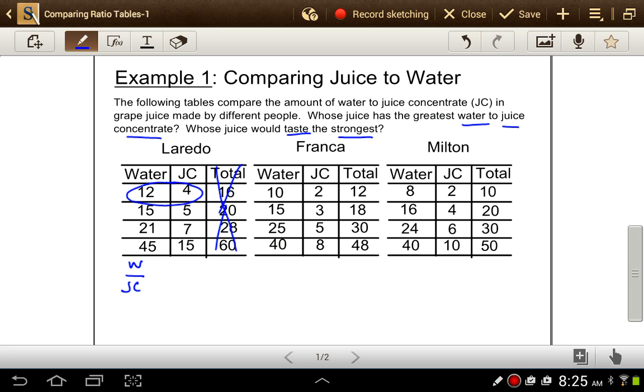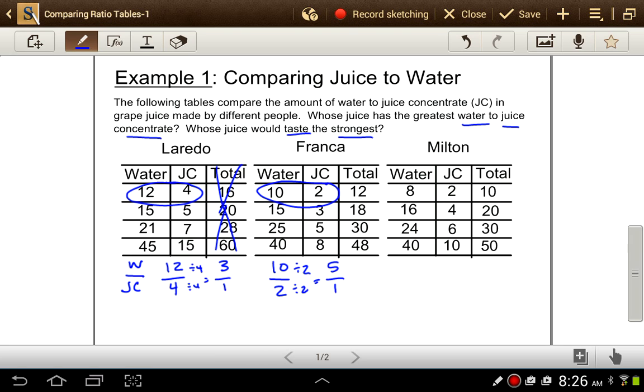I'm going to choose 12 and 4. For every 12 parts water, I have 4 parts juice concentrate. I'm going to simplify that, and that tells me I have 3 parts water to 1 part juice concentrate. I'm going to do the next one for Franca. I'm going to use 10 and 2, so water 10 compared to 2 parts juice concentrate. Simplify these, and I get 5 to 1.